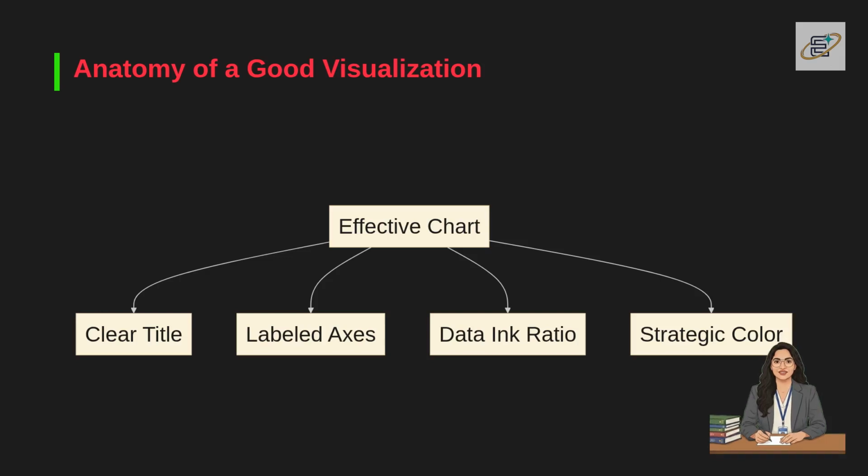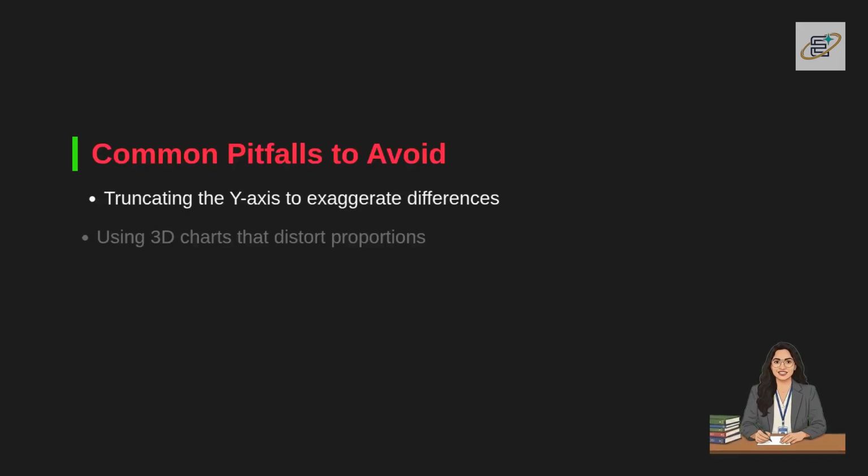Then, we have the concept of the data-ink ratio. This means maximizing the ink used to show actual data, and minimizing non-essential ink like heavy grid lines, 3D effects, or distracting background colors. Keep the design minimalist. Finally, use strategic color. Don't just make a chart colorful for the sake of it. Use a neutral base color, and use a bright highlight color only to draw attention to the most important data point.